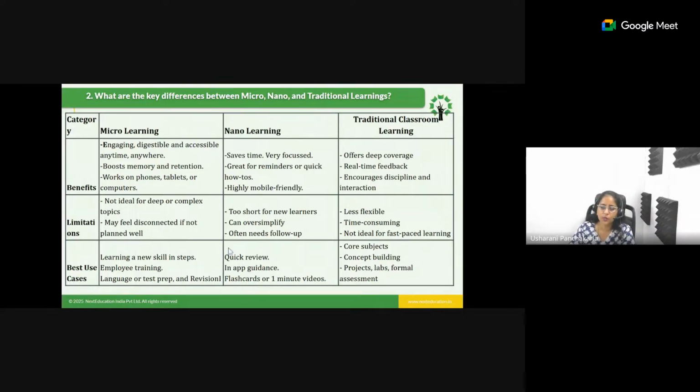Coming to nano learning. So here it's a quick review, in-app guidance. Here you can see just a summary. You want to just go through a summary of that concept. So this is the best 1 minute video, less than a minute video. In app also, you'll be having some short tutorials, where it will give a complete picture of that app. That is also happening through nano learning tools or nano learning materials, we call it. Flashcards or 1 minute videos. Now coming to the traditional core subjects, then we have concept building, projects, labs, and formal assessments.